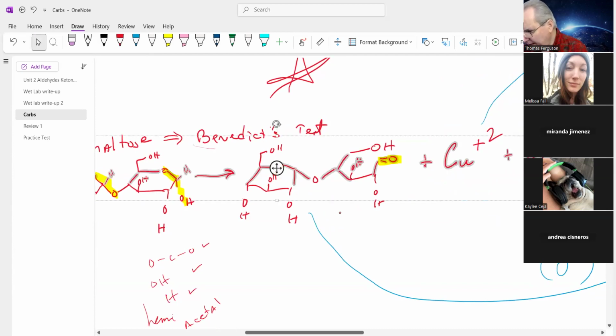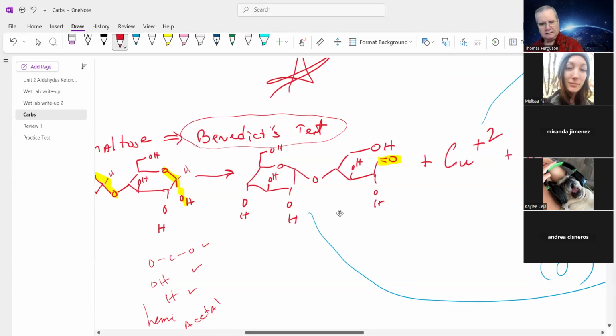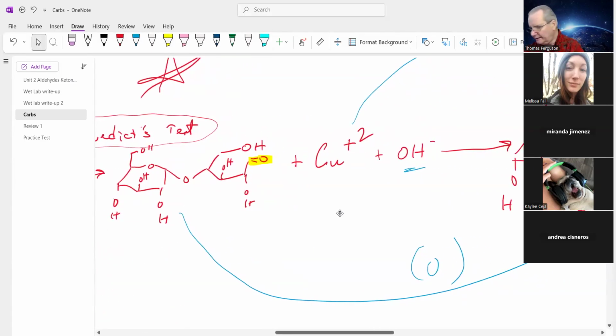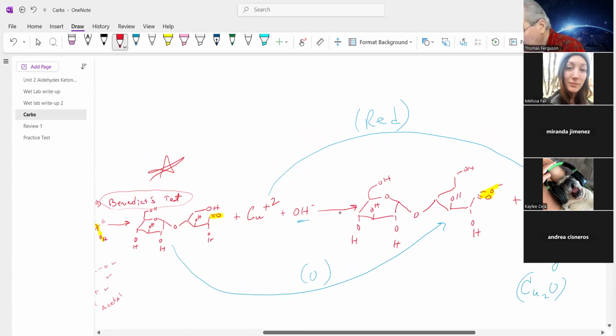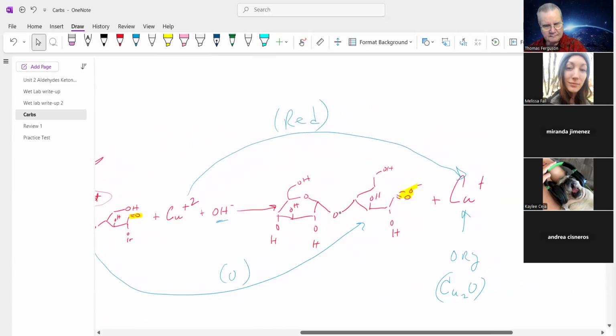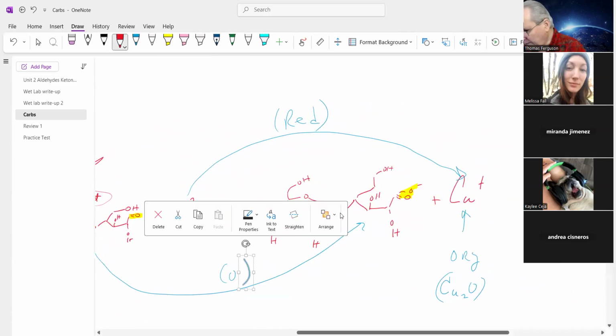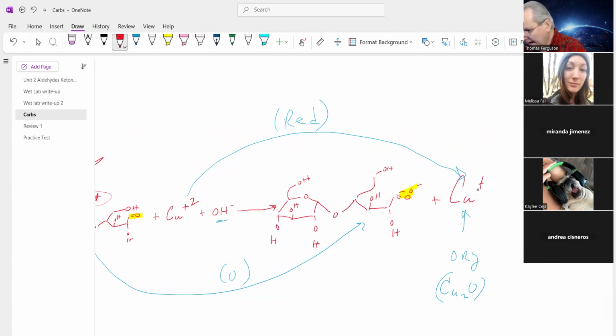And if we look at the Benedict's test now, we have an aldehyde here that's susceptible to being oxidized. It's going to be oxidized by the copper. So the copper now goes from copper 2 to copper 1. So that's being reduced. That's why it's called a reducing sugar. And the aldehyde is being oxidized, in a basic or alkaline solution, to the salt. So that's what it looks like.